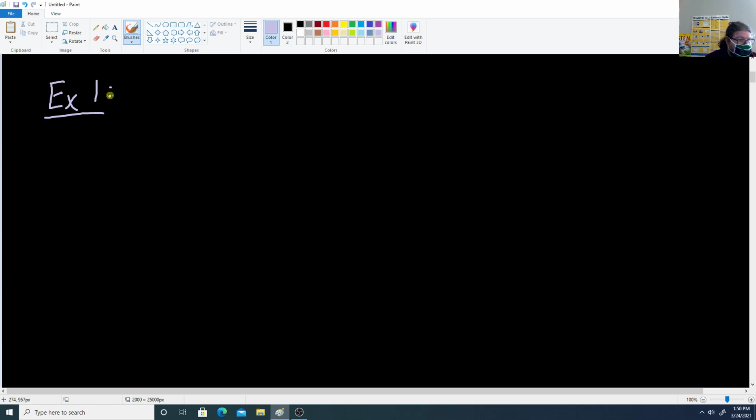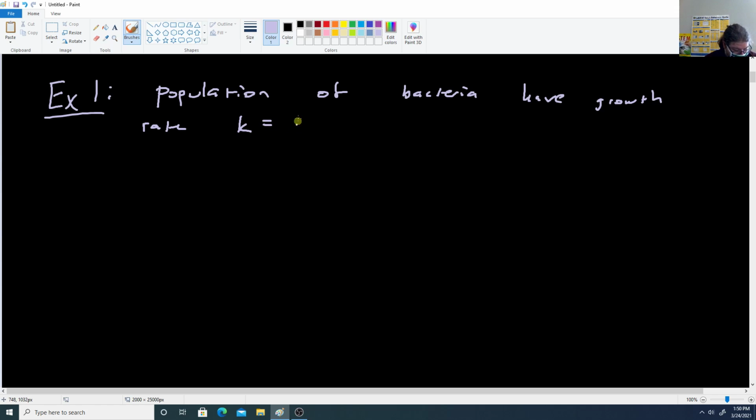For our first example from our book, there's a population of bacteria that have a growth rate, and they give us K equals 0.41. We assume there's 1,000 bacteria at time equals 0.